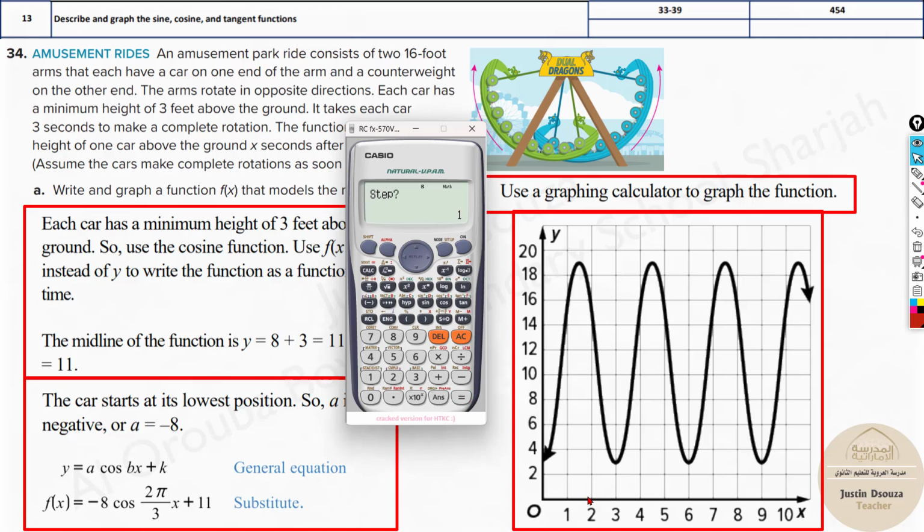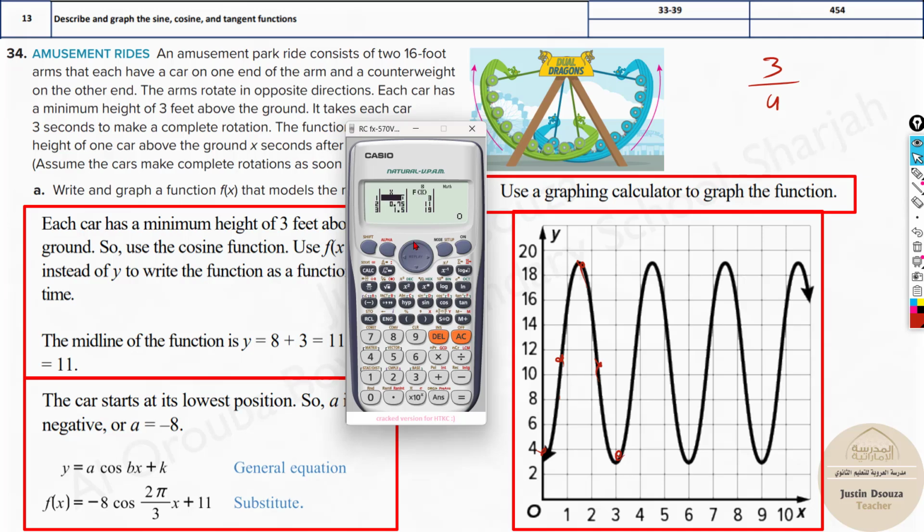And what is the step? From 0 to 3, I need at least 4 points. So 3 divided by 4 is 3 fourths, 0.75. I'll take the step as 0.75. I will tell you the method to get this step. See the period, it's 3, divided by 4, because I'll have 4 points. So I'll have 1, 2, 3, 4, and then the period itself. Then again it repeats 1, 2, 3, 4. I'll have a better understanding of the graph.